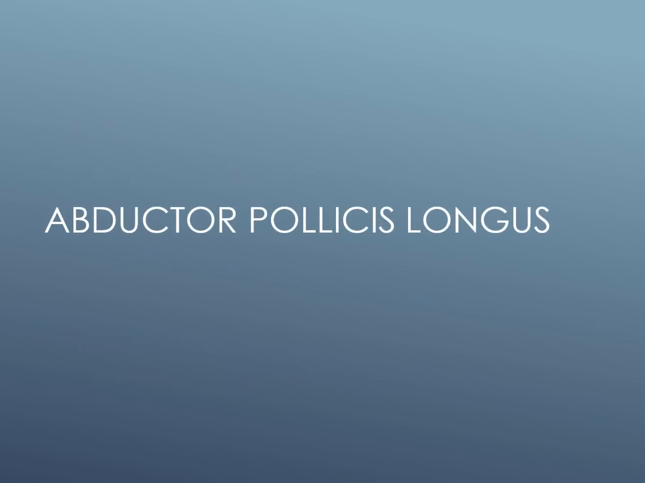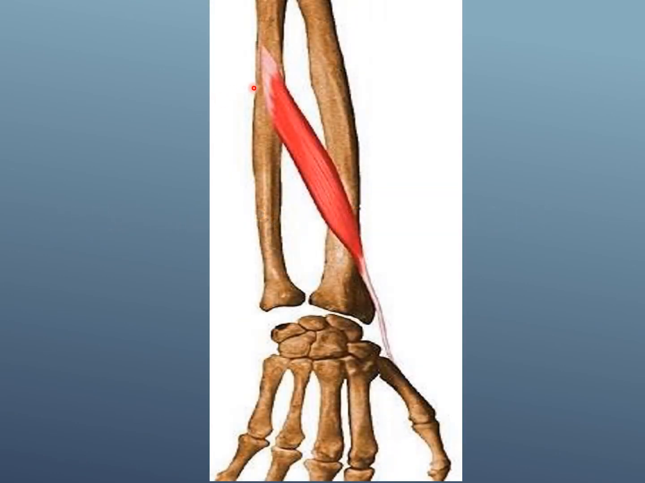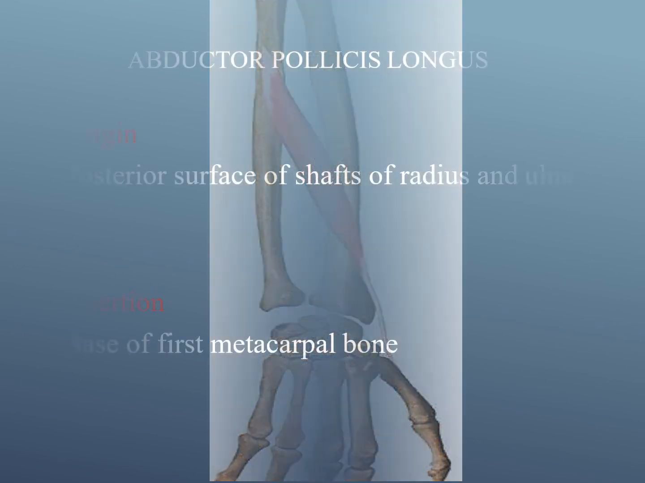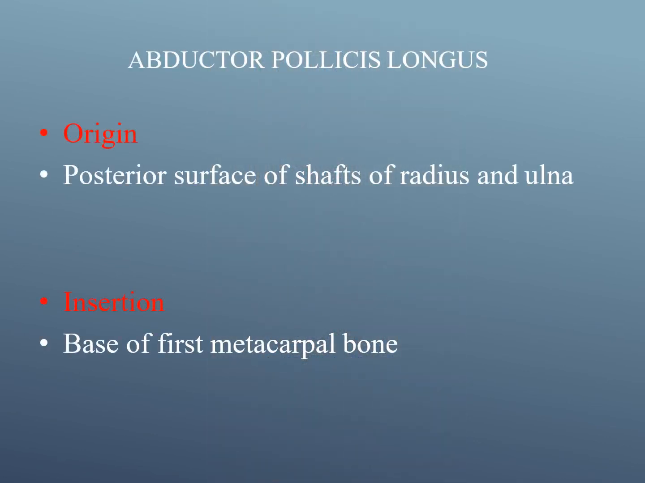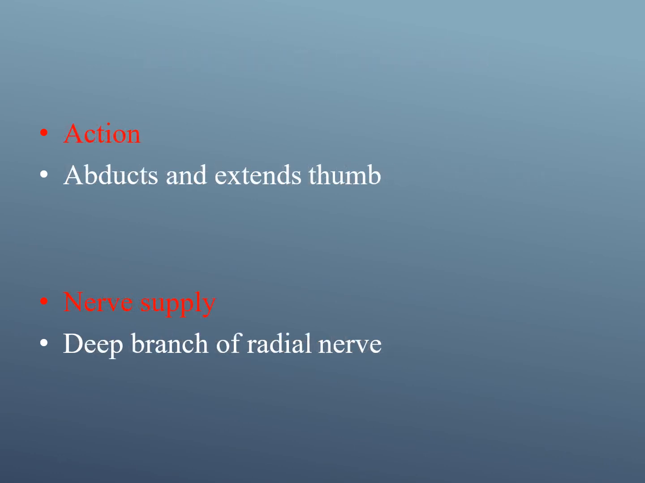Next muscle is abductor pollicis longus, which means it causes abduction. Pollicis means the thumb. Longus means long. So this is the picture of abductor pollicis longus. This is the thumb. It originates from the posterior surface of the shafts of radius and ulna, and it is inserted on the base of the first metacarpal bone. Action is it abducts and extends the thumb, and its nerve supply is the branch of radial nerve.